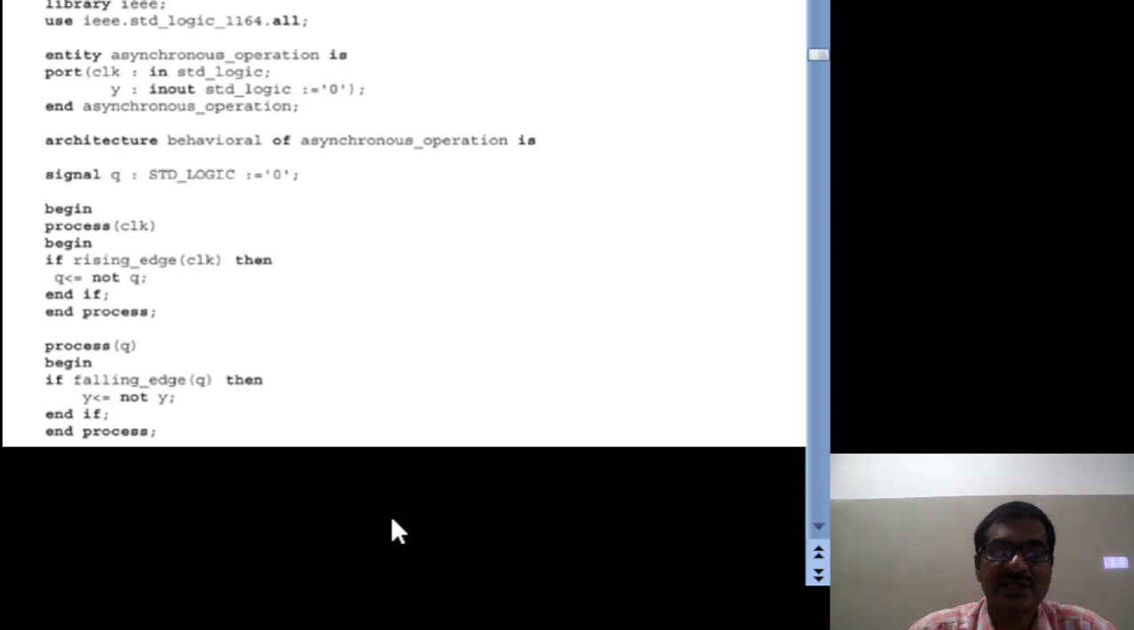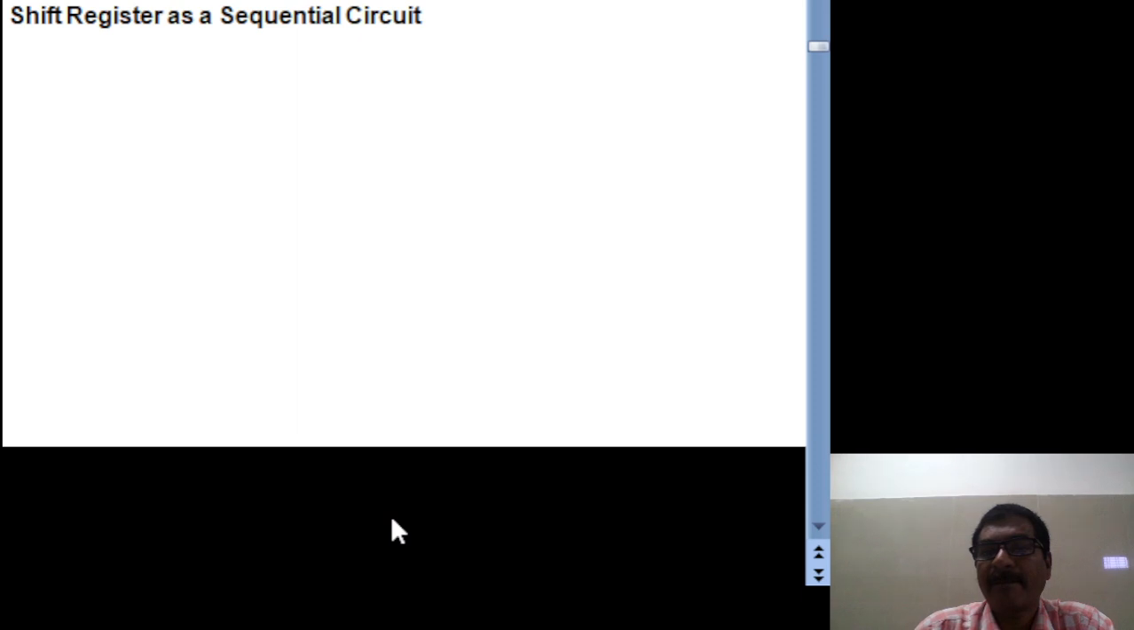Next, the topic of sequential circuits is shift registers. Basically, what is a register? A register consists of a group of flip-flops. A register is a group of flip-flops which is used to store more than one bit of binary value. It includes all the flip-flop elements.